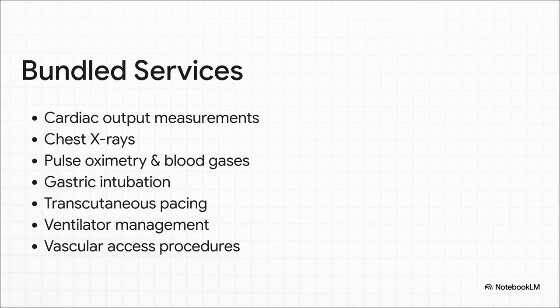This includes things like the interpretation of cardiac output measurements, chest x-rays, pulse oximetry, blood gases, gastric intubation, temporary transcutaneous pacing, ventilator management, and various vascular access procedures. If the same provider is billing 99291, they cannot separately bill for managing the ventilator or reading that stat chest x-ray. It's basically an all-inclusive package for those specific bundled codes. But any services performed that are not on this specific CPT manual list, those should absolutely be reported separately.